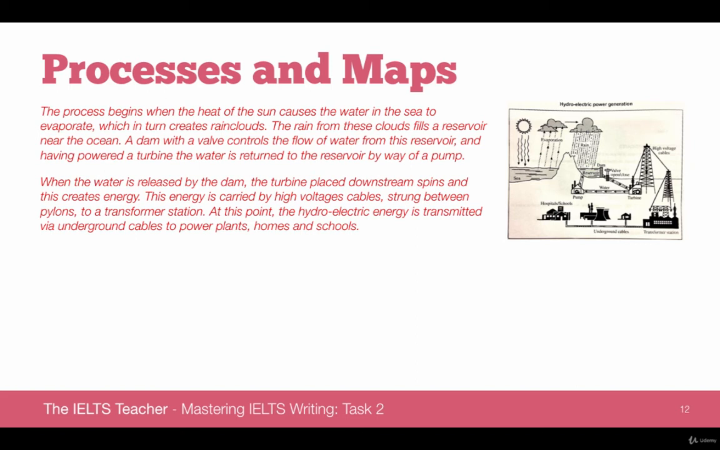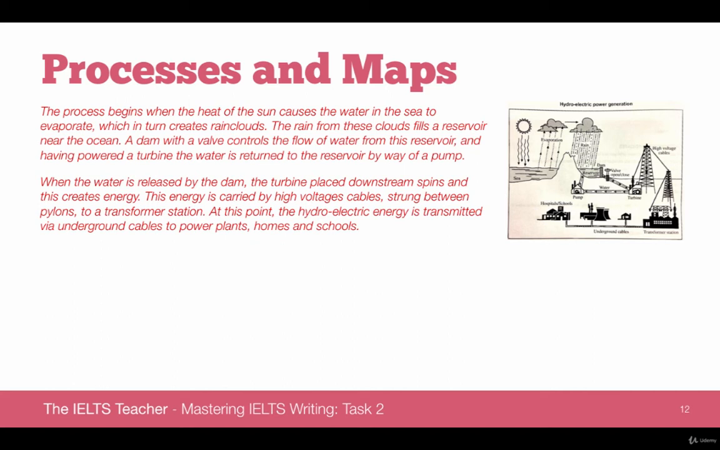A dam with a valve controls the flow of water from this reservoir, and having powered a turbine, the water is returned to the reservoir by way of a pump. When the water is released by the dam, the turbine placed downstream spins, and this creates energy. This energy is carried by high voltage cables strung between pylons to a transformer station. At this point, the hydroelectric energy is transmitted via underground cables to power plants, homes and schools.